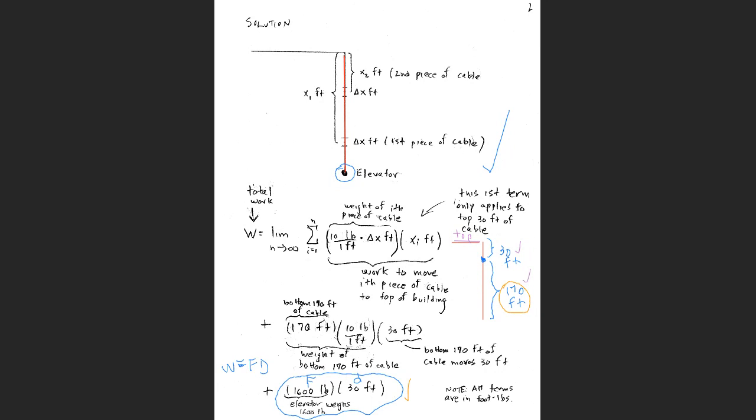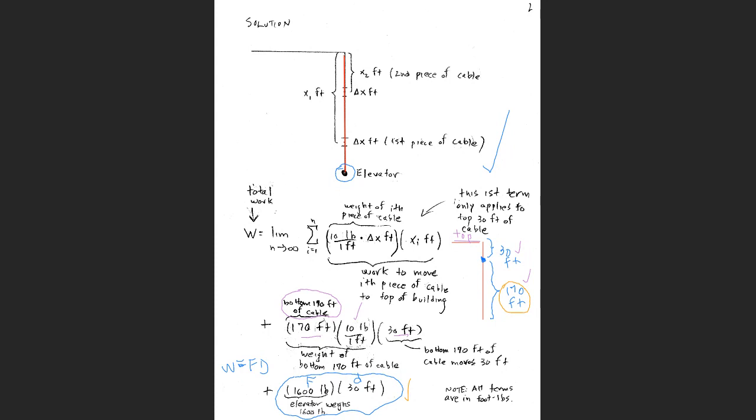So we can treat the bottom 170 feet of cable here like dead weight, just like the elevator. The bottom 170 feet of cable get moved 30 feet. But how much do the bottom 170 feet of cable weigh? Well, every foot of cable weighs 10 pounds.